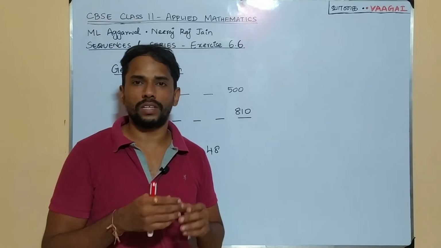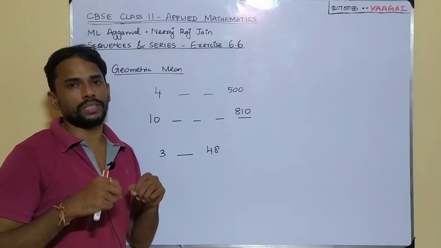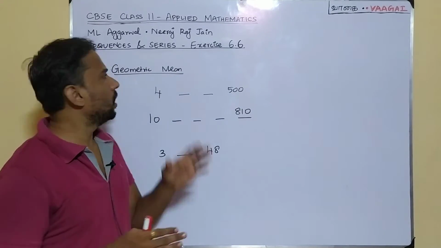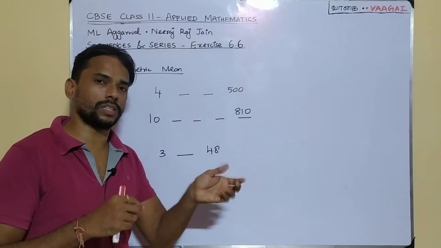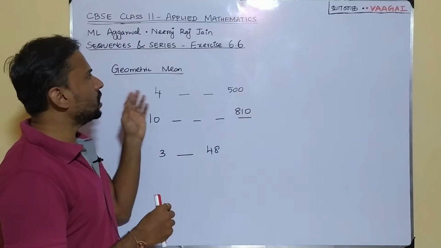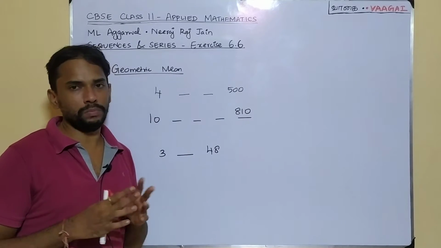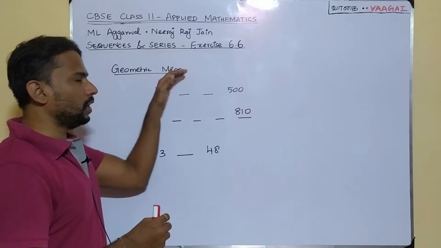Following the previous exercises, we are about to take problems from exercise 6.6 for this session from our standard book, ML Aggarwal and Neeraj Raj Jain. And again, this exercise is going to be under the concept of sequence and series. So here is what we are going to solve problems, and this is going to be under the concept of geometric mean.